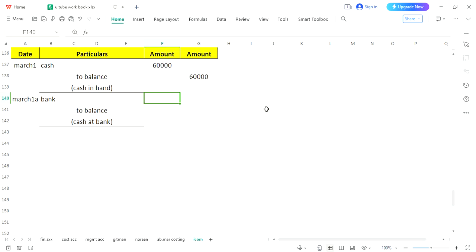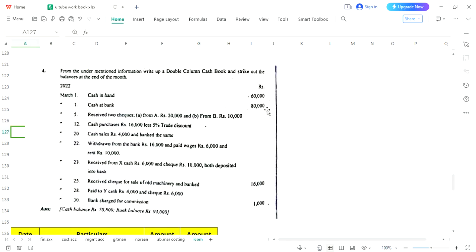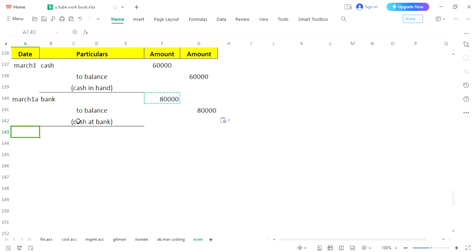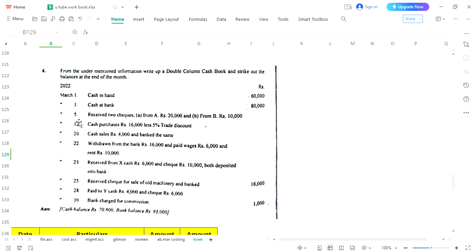80,000 is the amount, so you will put 80,000 over here, and same 80,000 we are needed to put on credit side. March 1 entries are completed. Now next entry is for March 5. Let's put March 5 over here. Narration: received two checks. Please understand there are two checks. We may combine this entry, or we may enter two different checks into two different journals. So first we will enter both checks in different entries.